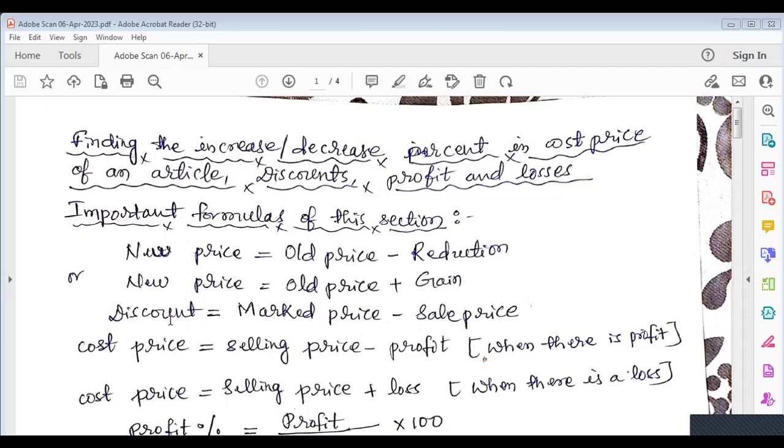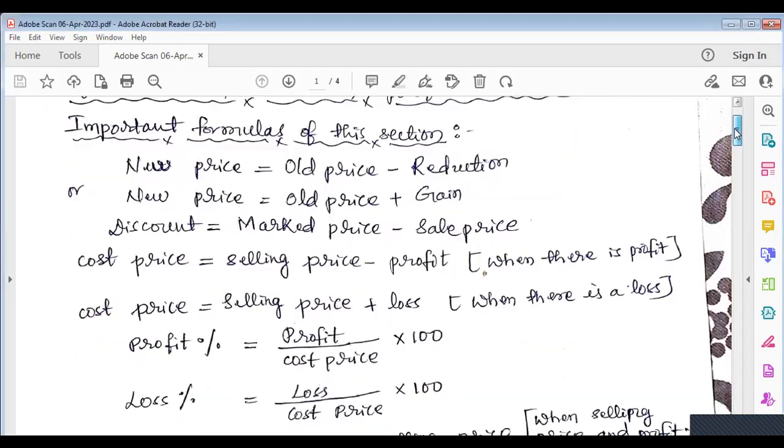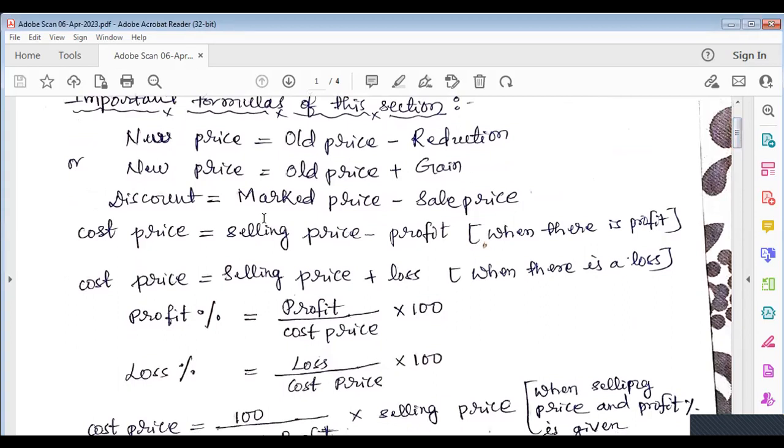Then sometimes discounts are given. Discount is equal to market price minus sale price. So sometimes what happens, if there is less business or some other reasons due to festival, all those things, generally the shopkeepers give a discount. So that discount will be given on the market price. So the discount is equal to market price minus sale price.